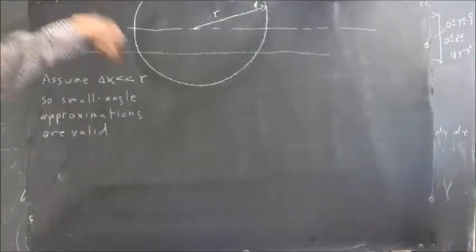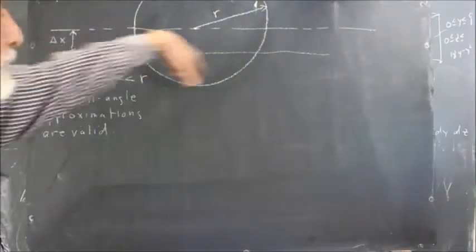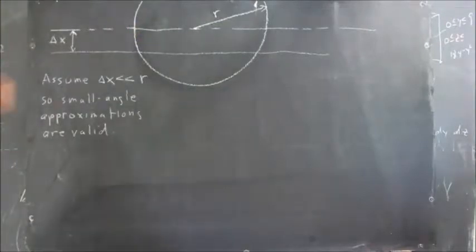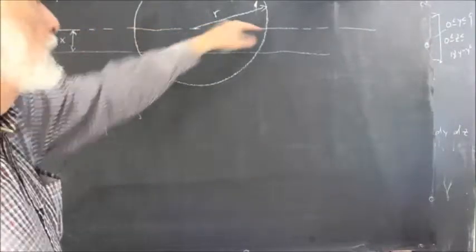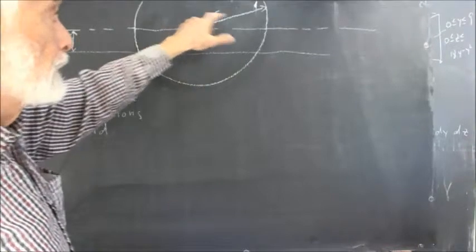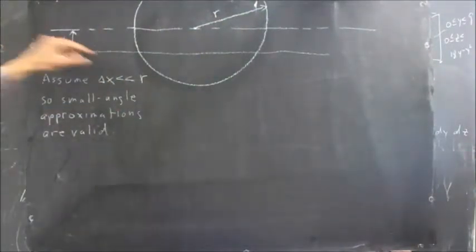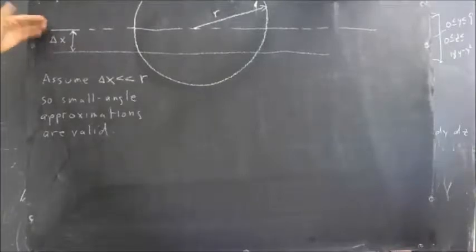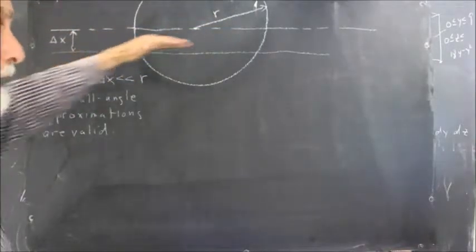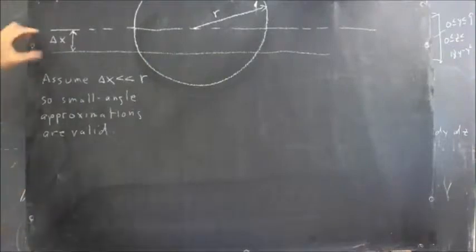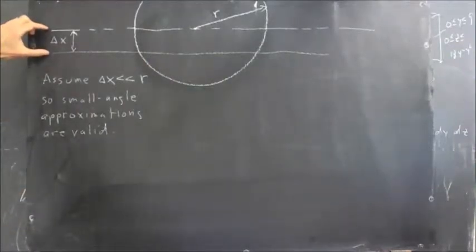Okay, we have a cylindrical lens viewed from the top, so we just see the circular profile. We have a central ray, goes through the center of the circle. The circle has radius r. We have a ray coming in at a distance delta x from the axis and parallel to the axis. Now, we've drawn delta x much bigger than we really want it to be, just so we can label the diagram.